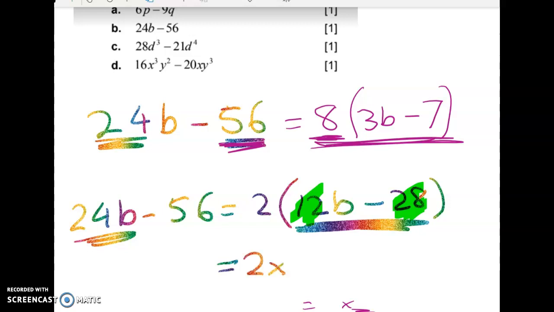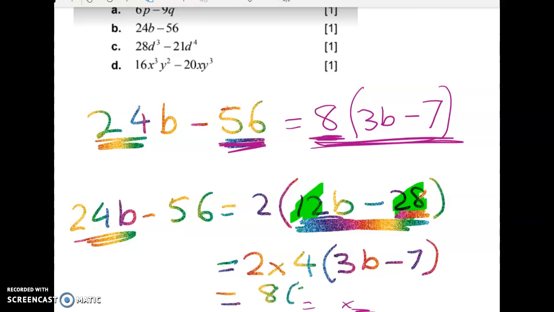We can go 2 times 4, and now we're looking at this. 4 times what will give me 12b? 4 times 3b, minus 4 times what will give me 28? 7. And you can see that when we clean that up, here's what we get: 8 into 3b minus 7.